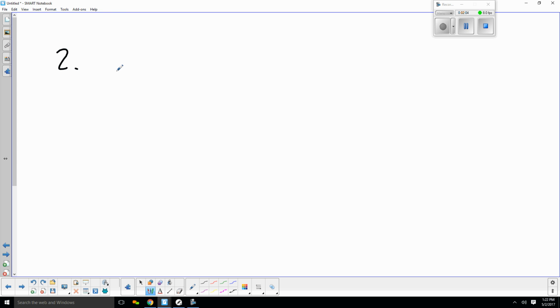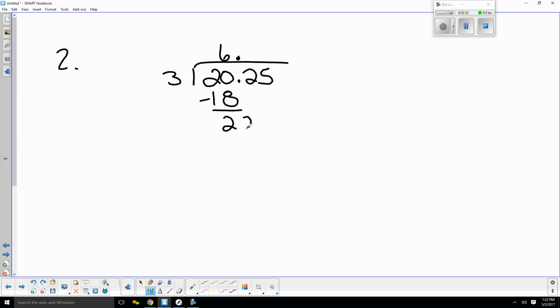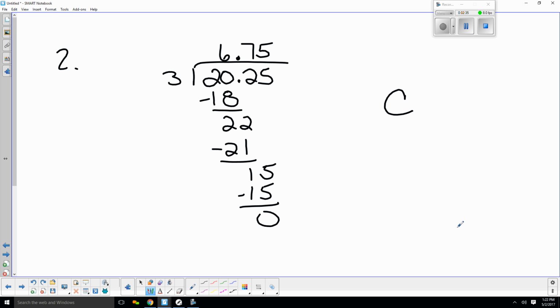Question number 2, it says the cost of dinner for 3 is $20.25. What is the best estimate for the price per person? Well, if you take the $20.25 and divide it by 3, we're just dividing here. It's going to be $6.75. Okay, and if you notice, the best estimate here would be C.